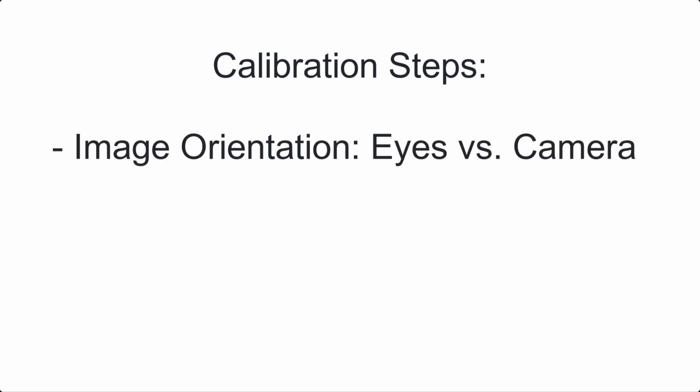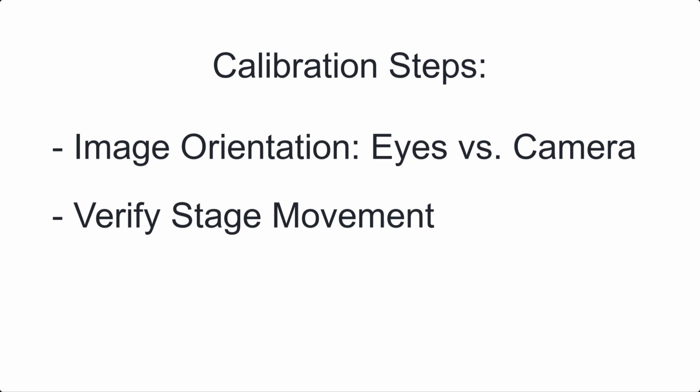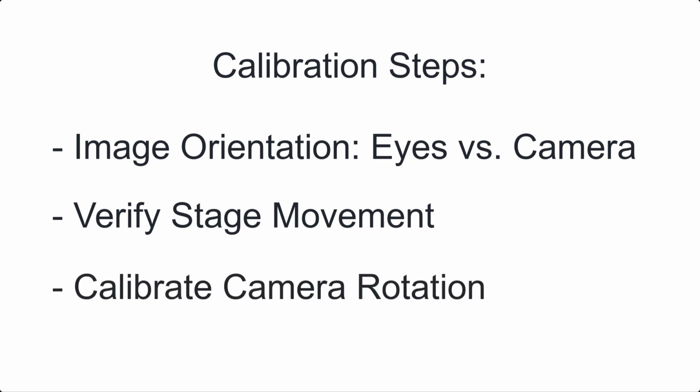There are three main verification steps in this calibration procedure. The first step is to verify that the orientation of the image through the eyepieces matches that of the camera. Second, we'll verify the stage motion in each axis and invert them if necessary. Lastly, we'll ensure that the camera rotation is properly aligned with the stage movement.